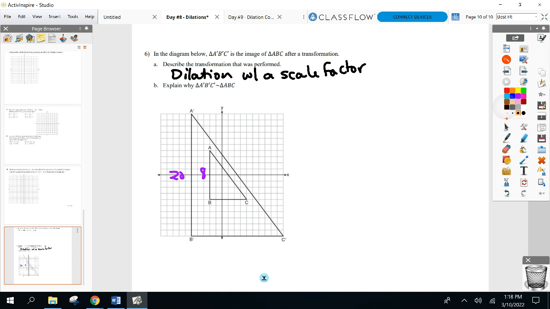Now the question is, what do I write here? 8 to 20? 20 to 8? No, they're not the same. Totally different, and one's correct and one's not correct. What did we say about a minute ago? What did we say about the scale factor? Because it's an enlargement, it has to be greater than 1. So out of these 2, which one am I picking for the scale factor?